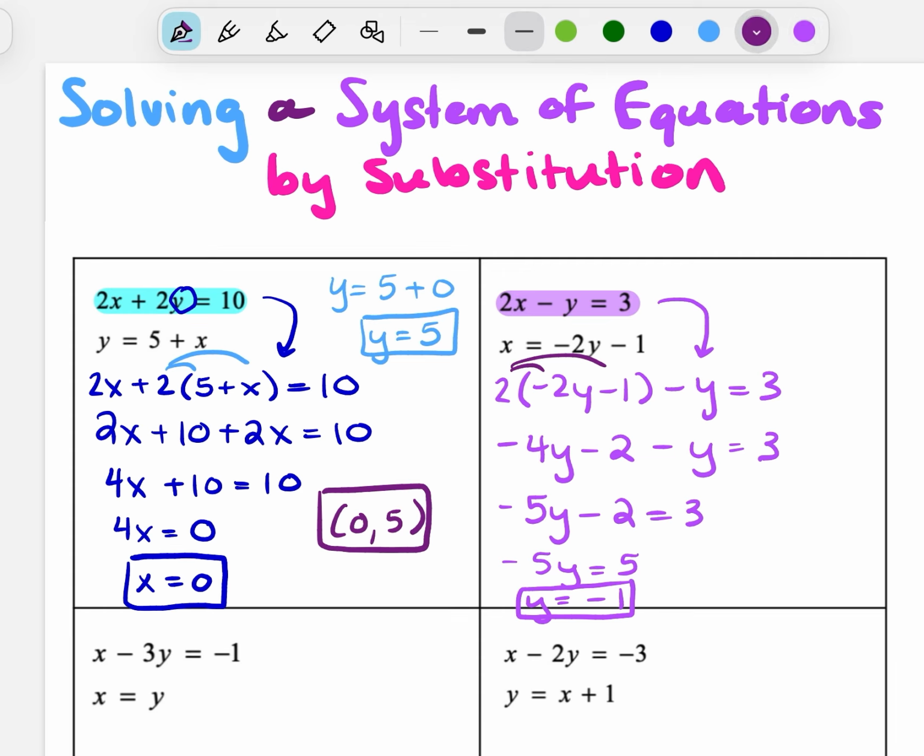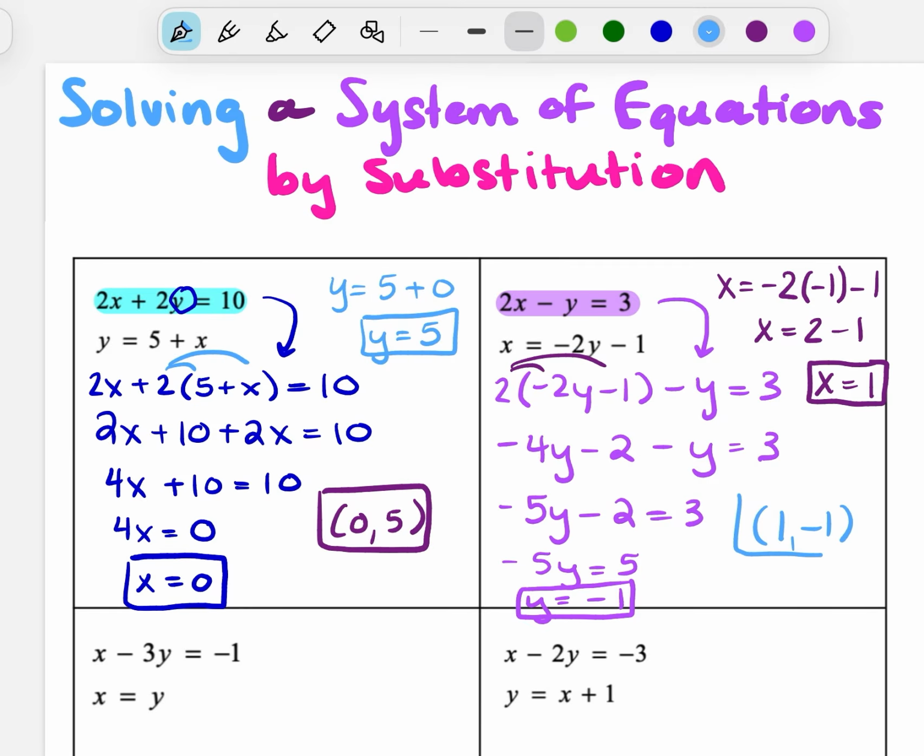Now I can plug y in to my x equation so I can easily solve for x. So x is equal to negative 2 times y minus 1, in this case negative 2 times negative 1 minus 1. x is equal to 2 minus 1. x is equal to 1. If I were to graph both of these linear equations, they would intersect at the point (1, negative 1), so that is my solution point.